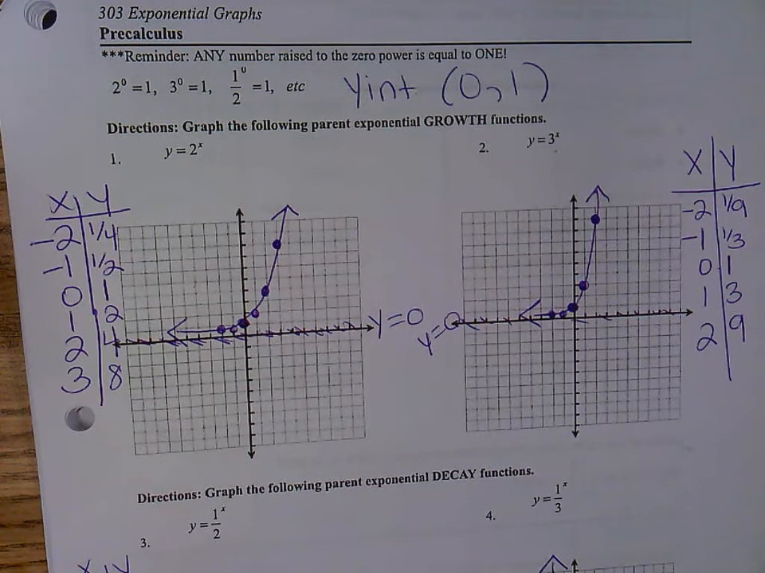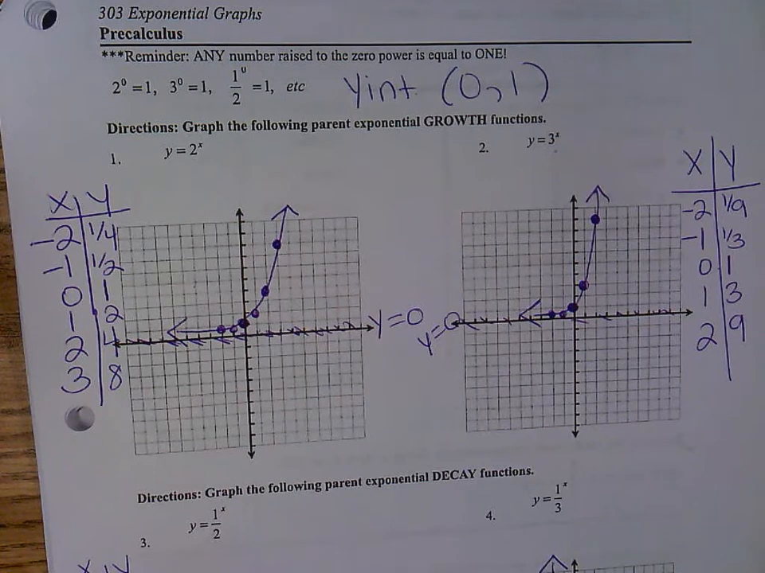My y-intercept, anything to the 0 power is 1. Is this graph increasing? So as I read it from left to right, is it going up? Yes, it's going up, right? Increasing. The horizontal asymptote is the equation y equals 0.